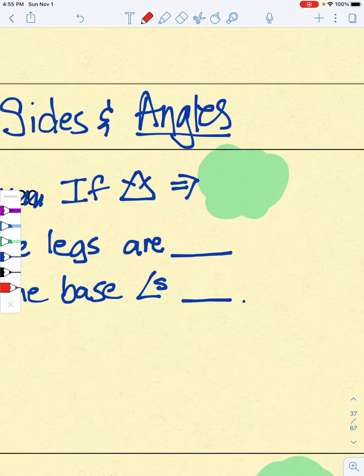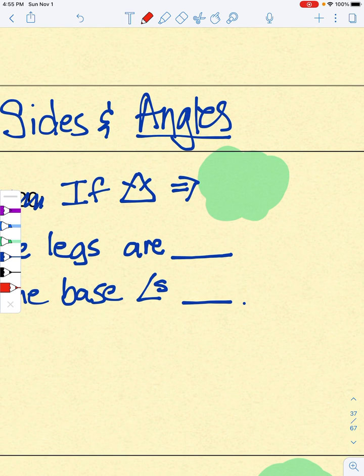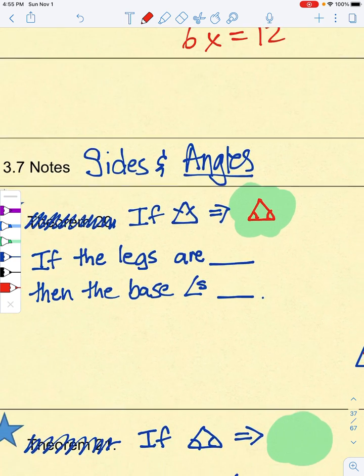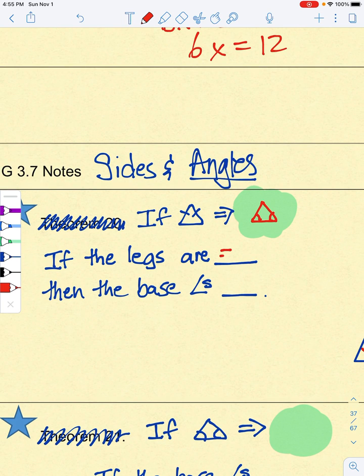If you have a triangle with two sides or two legs that are congruent, then you also have a triangle where the base angles are congruent. So we don't really name this one. We typically just write this one out like that whenever we need it. Yeah?